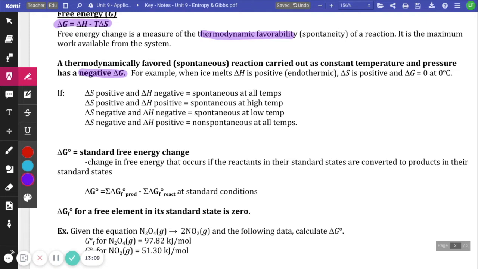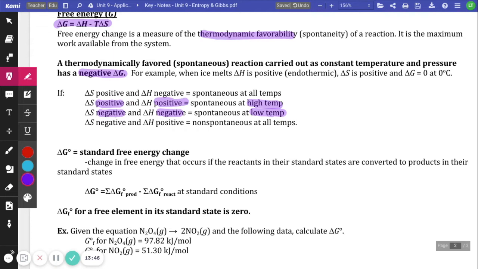If delta S is positive and delta H is negative, it will always be spontaneous at all temperatures. If S is positive and delta H is positive, it'll only be spontaneous at high temperatures. If delta S is negative and delta H is negative, it will only be spontaneous at low temps. And if S is negative and H is positive, it will be non-spontaneous at all temps. We will come back to that.